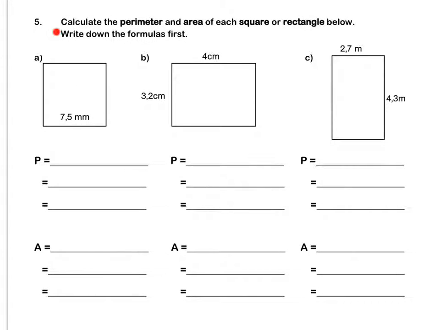Question 5. Calculate the perimeter and the area of each square or rectangle below. Write down the formulas first. For A, the perimeter of a square is 4 times its length. So you must calculate 4 times 7,5 millimeters. Get your answer and make sure that your units are millimeters for perimeter.